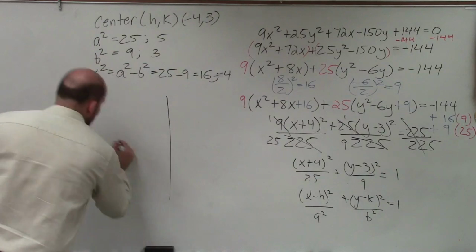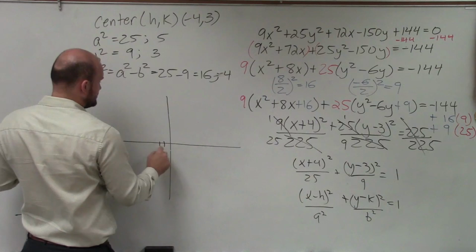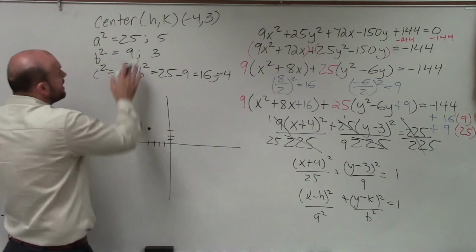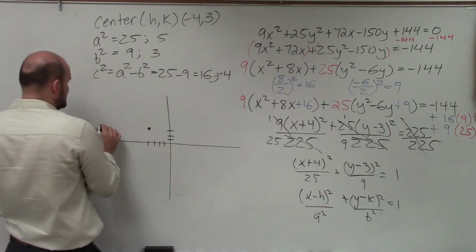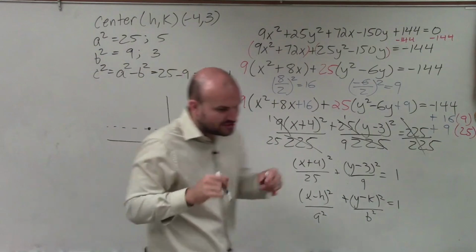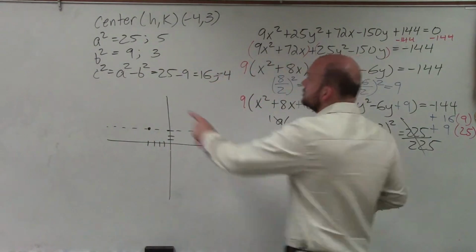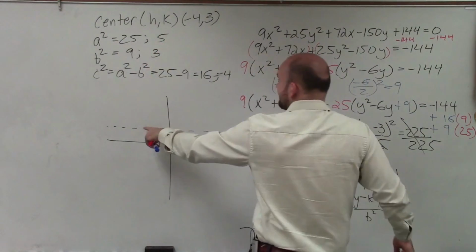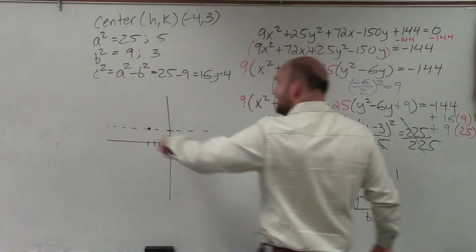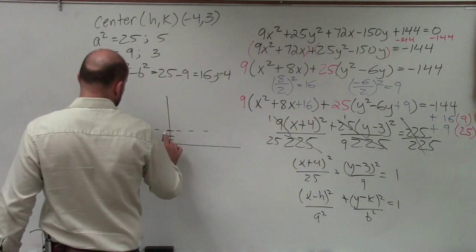So with all that information in store now, I can plot the center, which is at negative 4, 3. 1, 2, 3, 4. 1, 2, 3. And remember, since a squared was under x, that means I have a horizontal major axis of symmetry. The major axis of symmetry is where your foci, your center, and your vertices are all going to lie. So when it says a is 5, I'm going to go to the left, or to the left for you, and to the right 5 units to find the 2 vertices. So I go over 1, 2, 3, 4, 5.